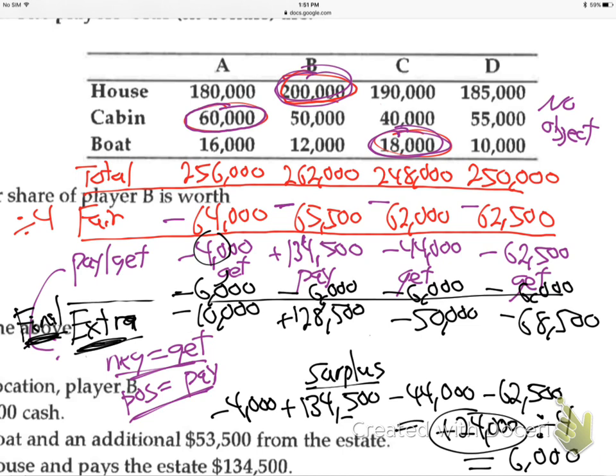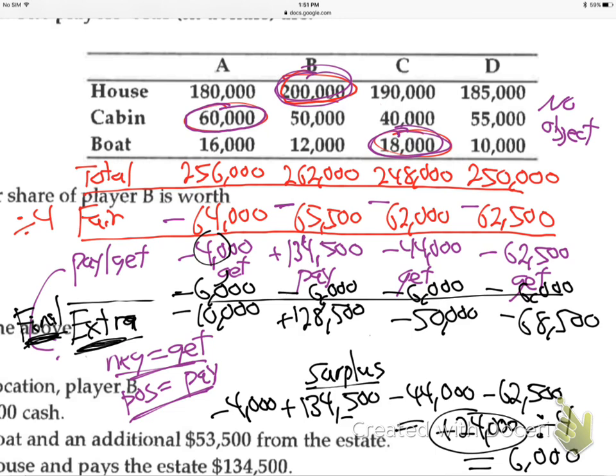Everybody understand that last step? Was that a little confusing? Let me go over it one more time. So the surplus, everybody get that written down? So the surplus came from just adding up these pay-get numbers, right? Positives and negatives, the surplus, just add them up. Got the 24,000, that's the extra leftover money in the pot. Divide by 4, because there's 4 people. That means each person gets an extra $6,000.